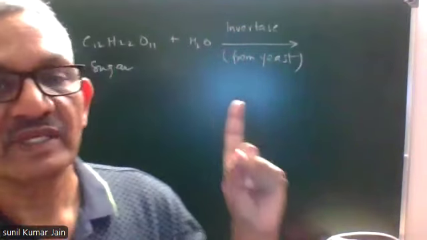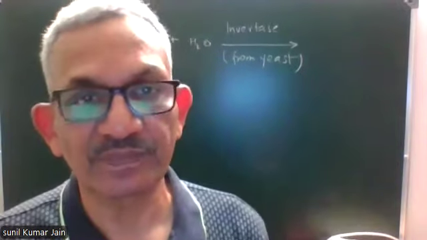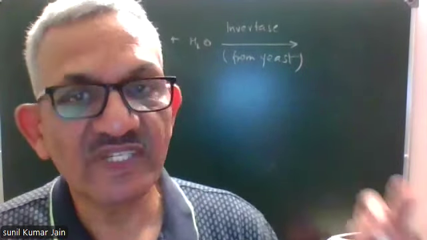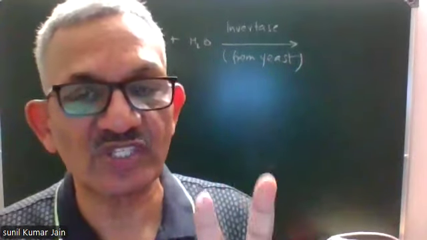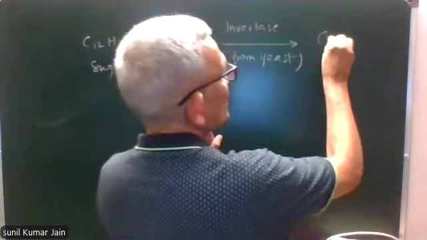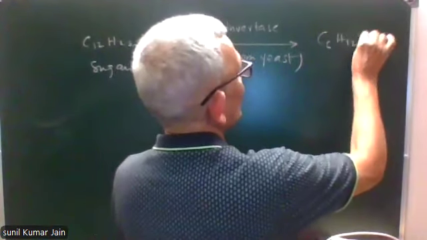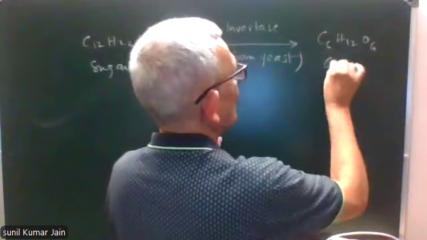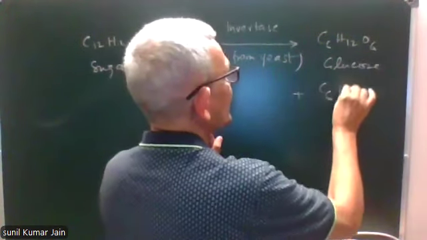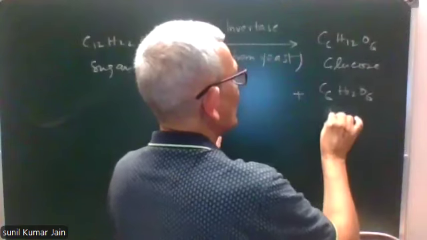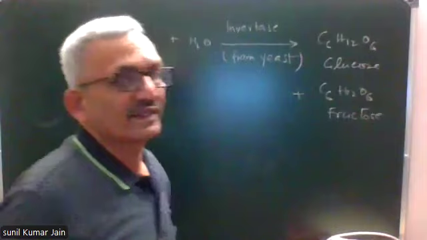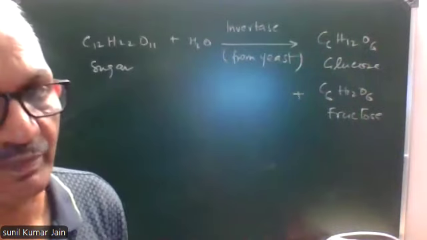This enzyme is provided by yeast. Sugar will split into two molecules with the same formula. One is glucose, the other is fructose. So C6H12O6, glucose, and C6H12O6, fructose. They have different structures but the same formula.